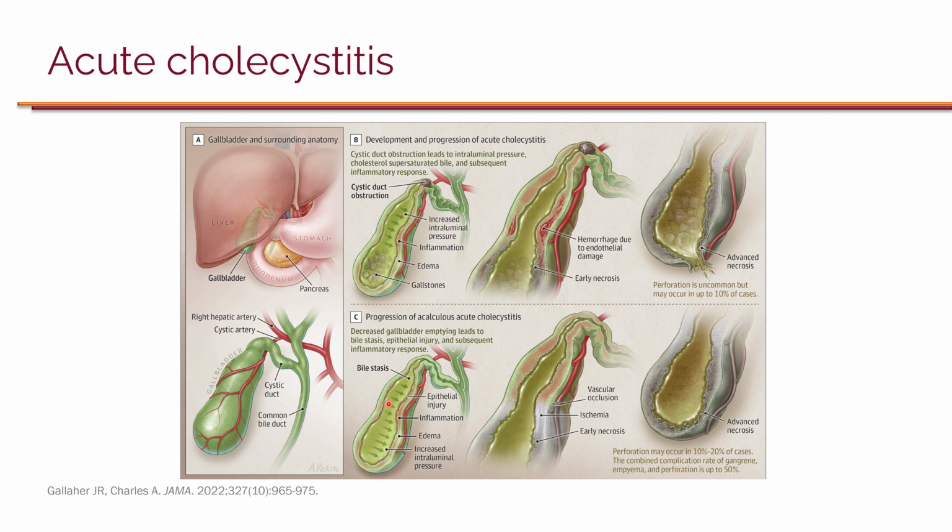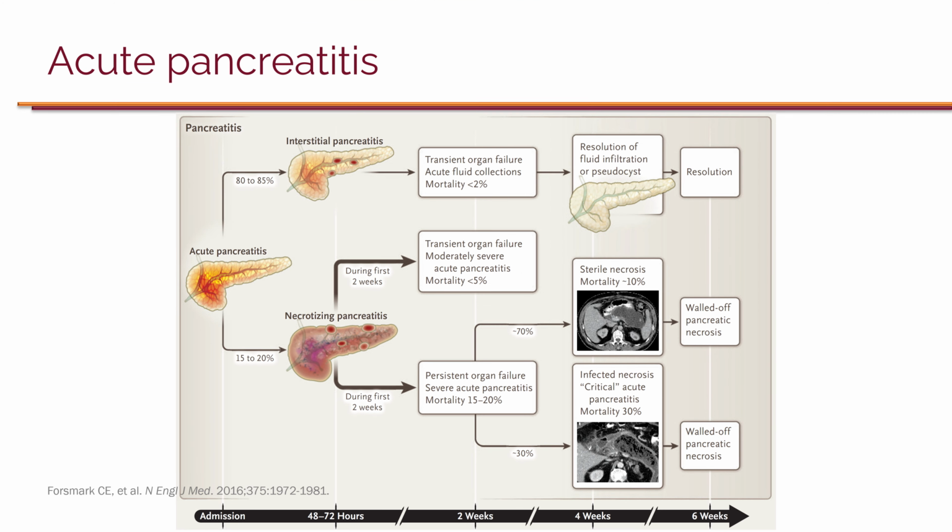Now you can see also in acalculous acute cholecystitis, this does not involve obstruction from stones, but something similar happens. Various things can lead to bile stasis, because of decreased gallbladder emptying. So if the bile is not exiting through the gallbladder, pressure can build up, and similar to the previous case, as pressure builds up, there could be necrosis of the tissue, and that can lead to perforation and formation of complicated intra-abdominal infections.